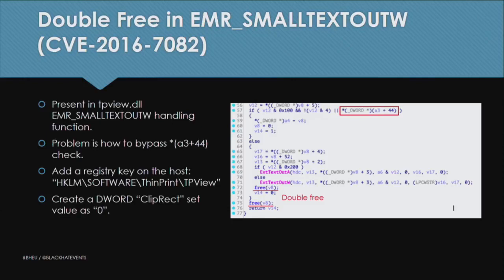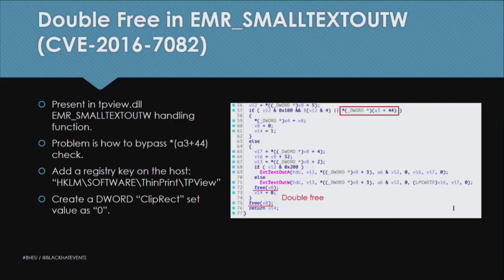As you can see in the IDA screenshot, at the end of this function, pointer v8 will be freed twice, because the first free is in the else branch. The question is how we could bypass the if branch condition. Matthias Jurczyk said the value at offset 44 of the pointer a3 is always a non-zero value, so it's difficult to enter the else branch to trigger the double free.